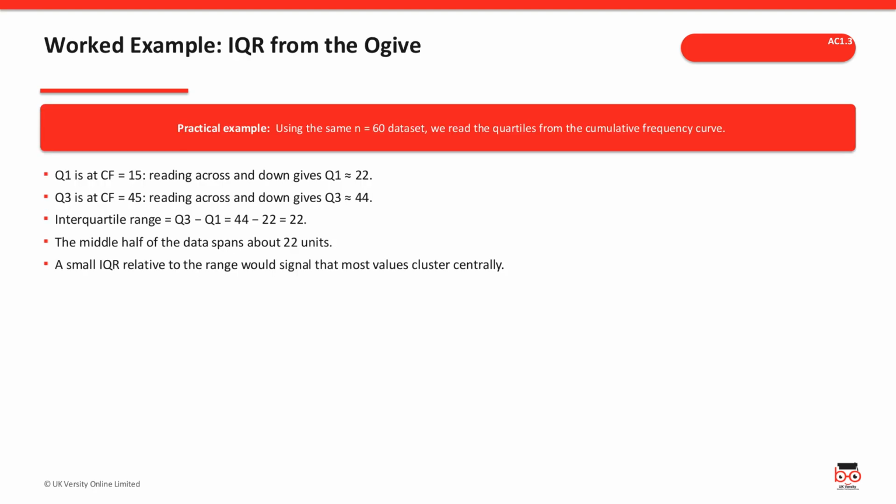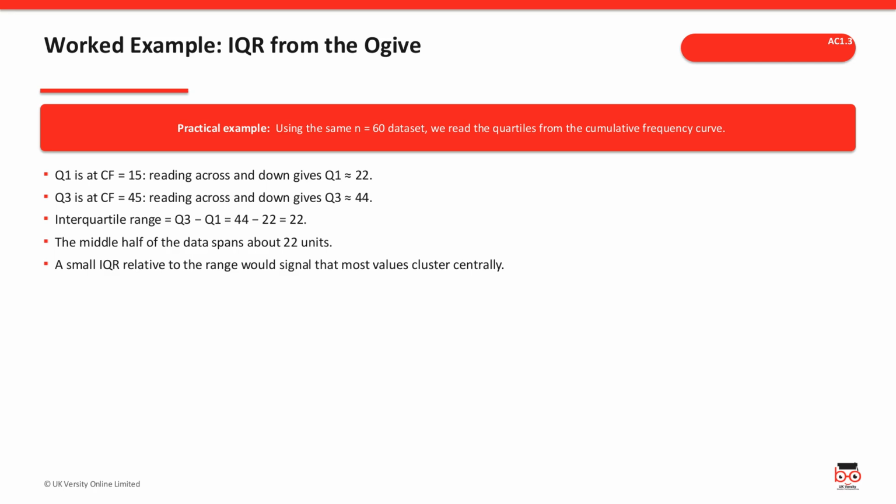Back to our 60 deliveries. The lower quartile sits at a cumulative frequency of 15. Read across and down, and you get a Q1 of about 22 minutes. The upper quartile is at 45, which gives a Q3 of about 44 minutes. So the interquartile range is 44 minus 22, which is 22 minutes.